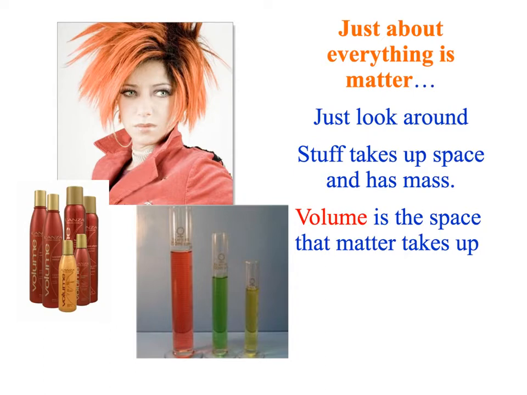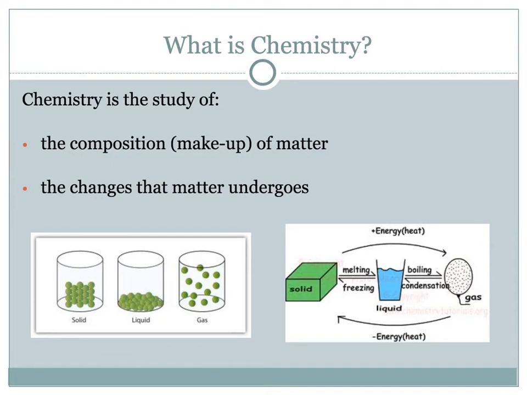Mass is a measurement of how much matter an object has. We like to think about that as weight, but it's different than weight, and we'll talk in class about the difference between mass and weight. Volume is a measure of how much space matter takes up. Chemists study matter. They study the composition of matter, how it's made, what it's like, and those properties of matter, the characteristics that we use to identify matter, and the changes that matter undergoes.